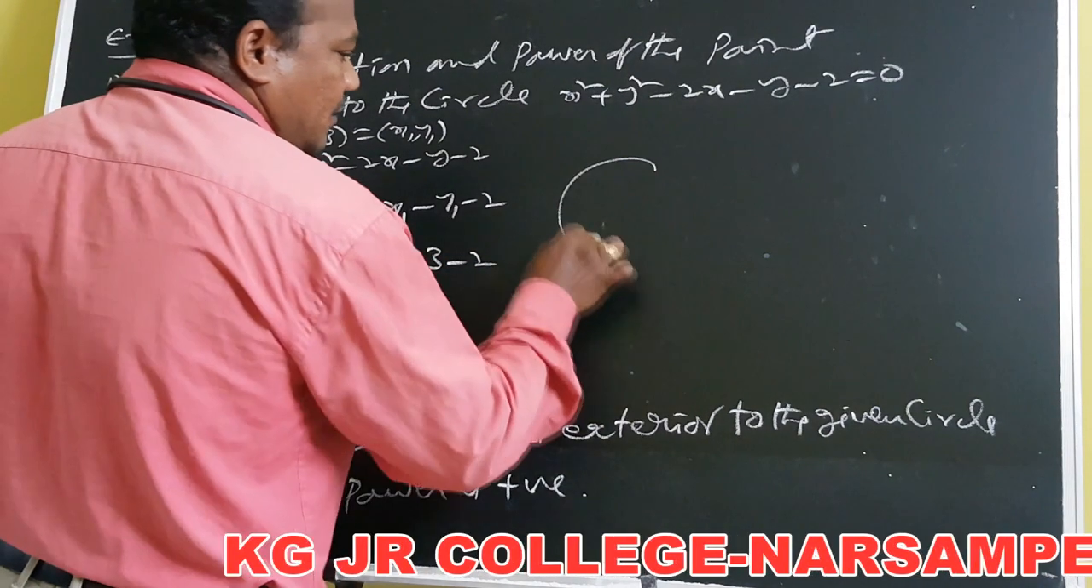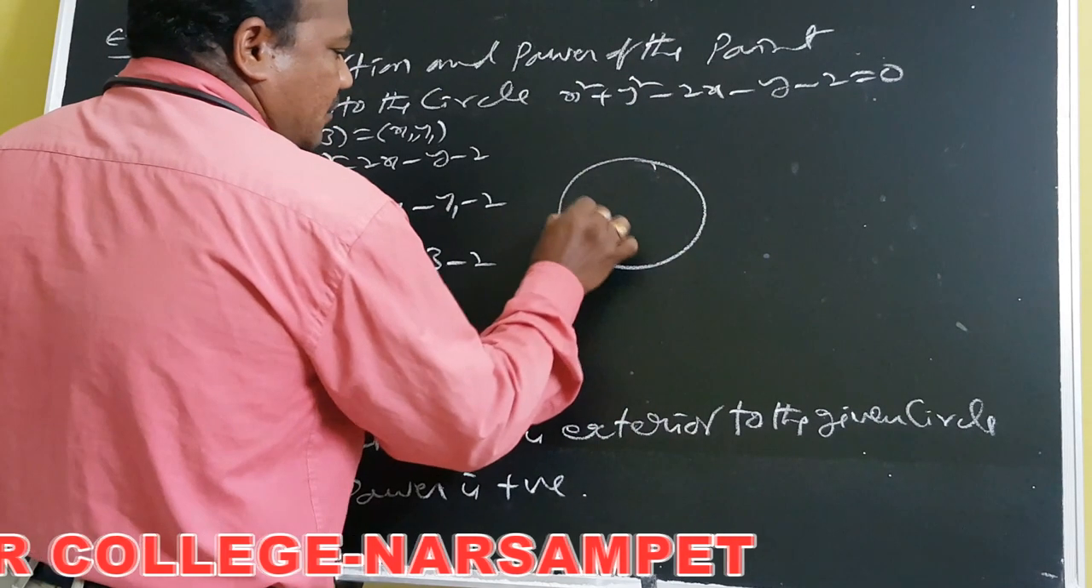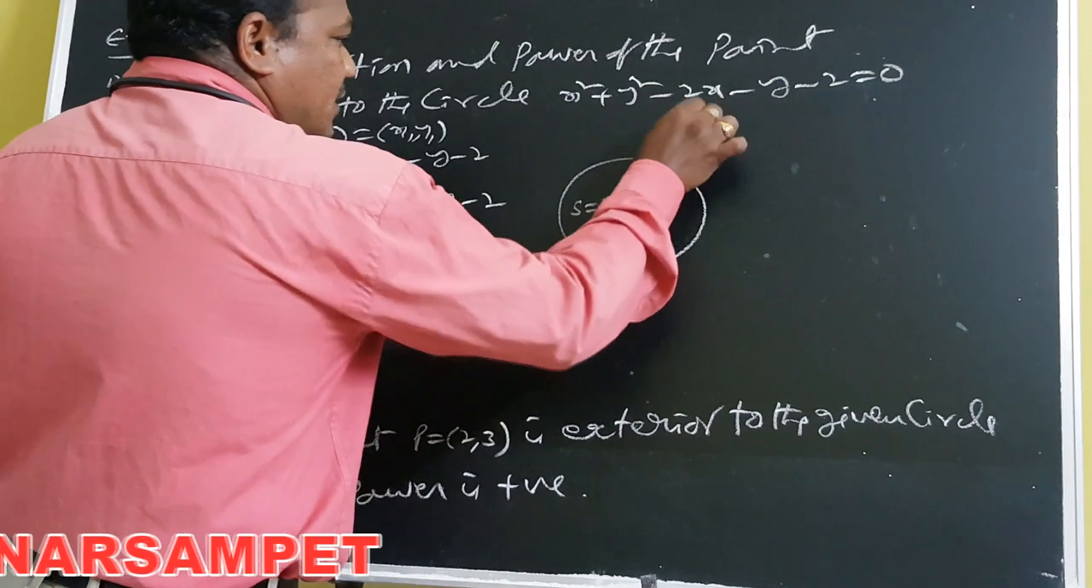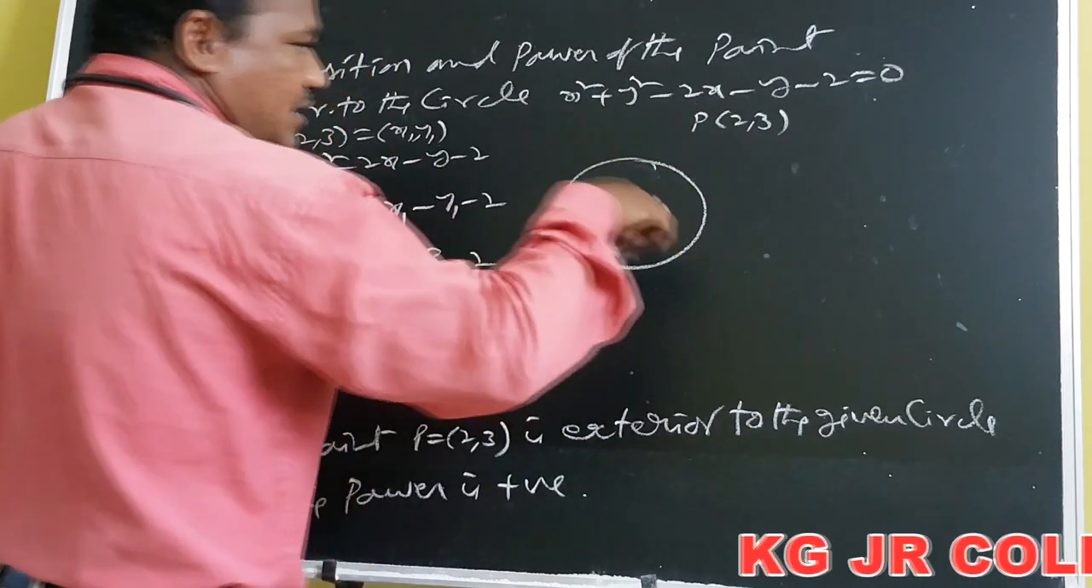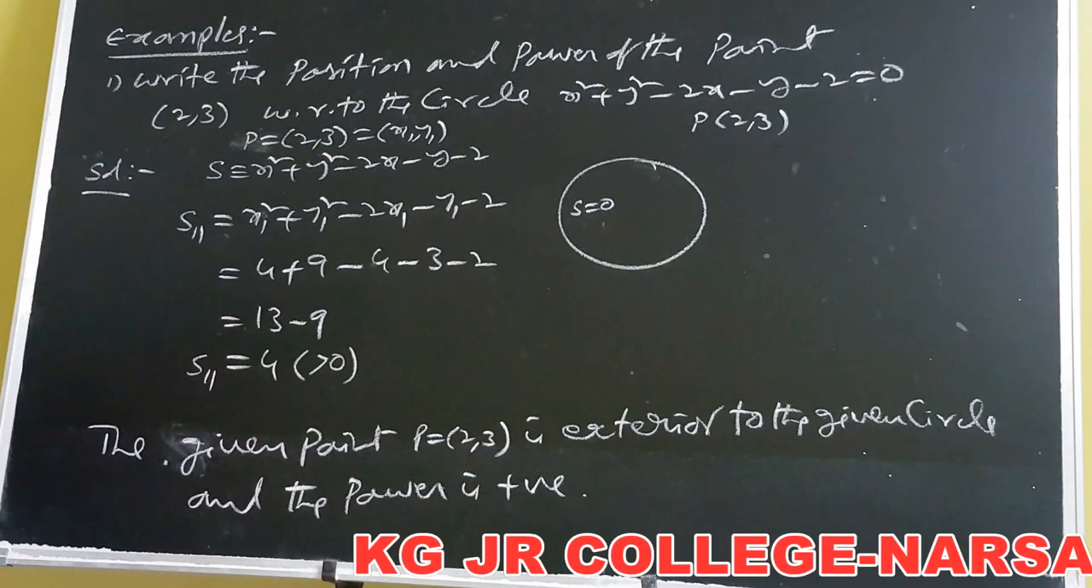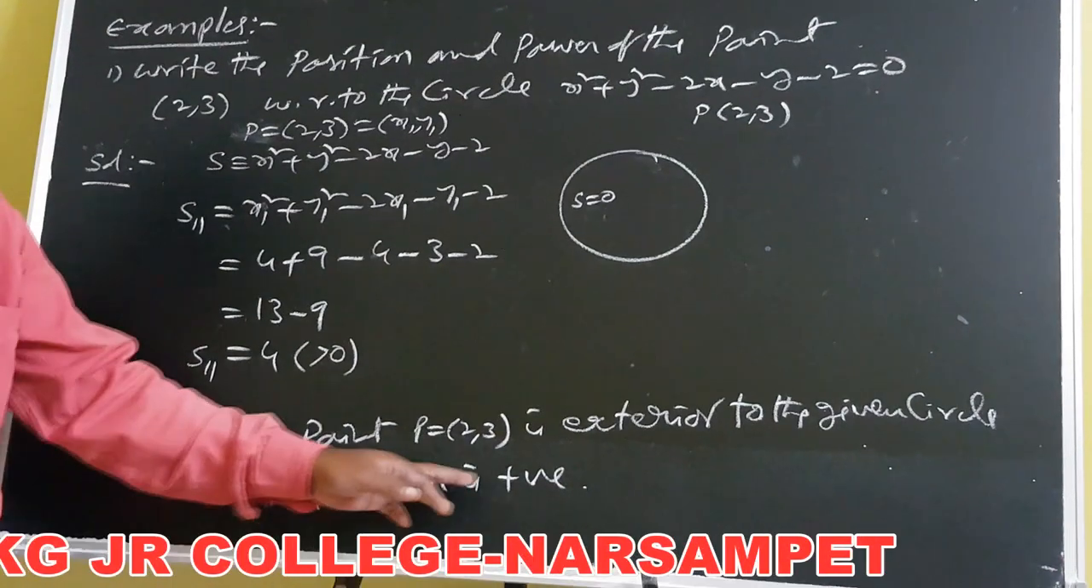This is, for example, a rough diagram. Here is the circle equation, and this is the given point, (2, 3). The point lies exterior to the circle, then its power is positive.